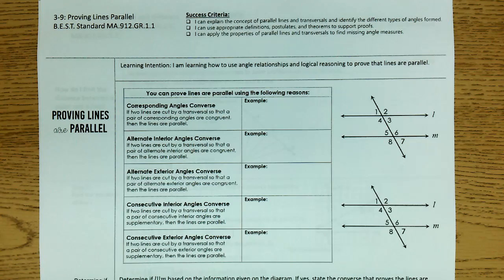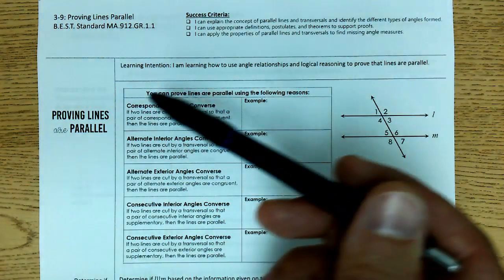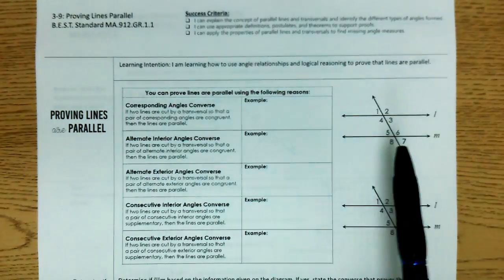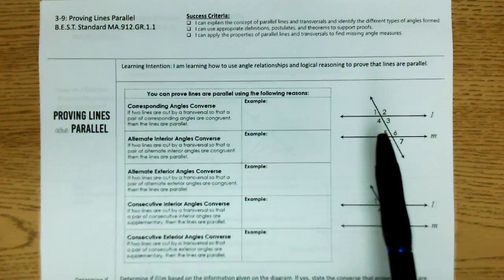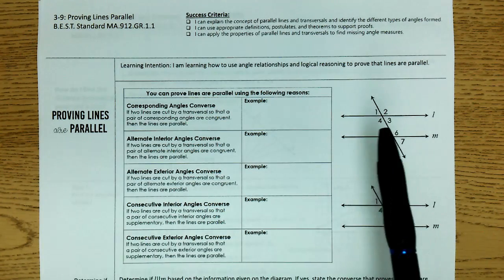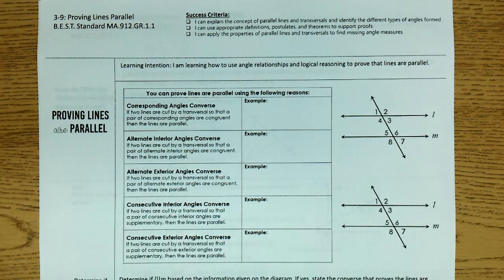So, learning intention for the day, I'm learning how to use angle relationships, so things we did, I think, back in 3-7, perhaps, maybe 3-6, and logical reasoning to prove that lines are parallel. Success criteria, I can explain the concept of parallel lines and transversals and identify the different types of angles formed. That goes back to that last chapter, again, showing all these things right here. You can look at lines and figure out, okay, 1 and 5, those are corresponding. 4 and 6, those are alternate, things like that. That's what that success criteria is talking about.